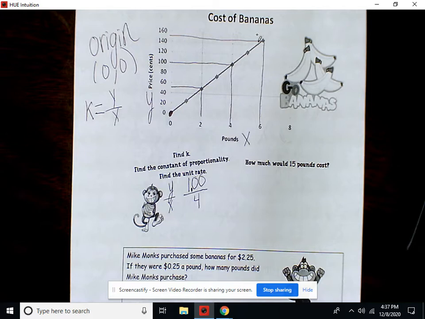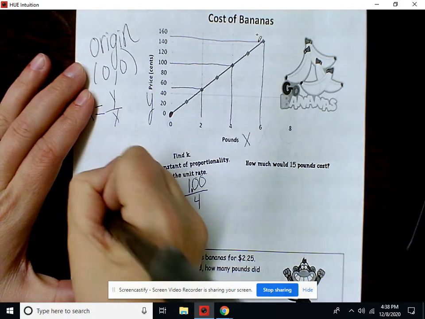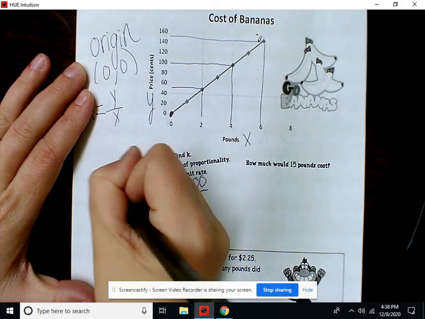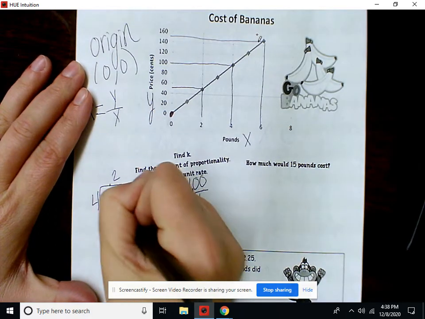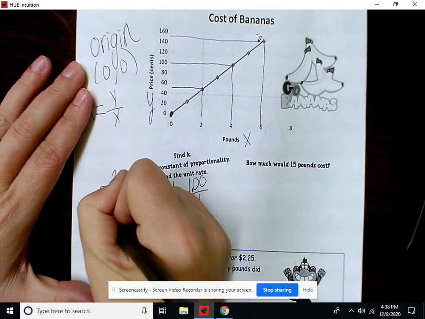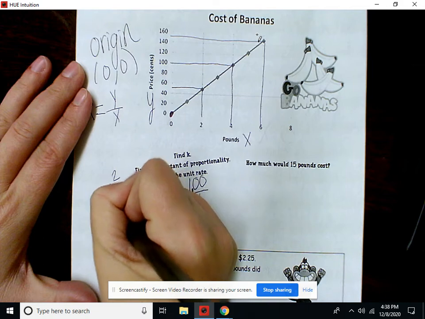So it's wanting us to find the constant proportionality, or same thing as our unit rate. What does it cost for 1 pound? So we're going to divide 4 into 100. So 4 will go into 10 2 times, which is 8.